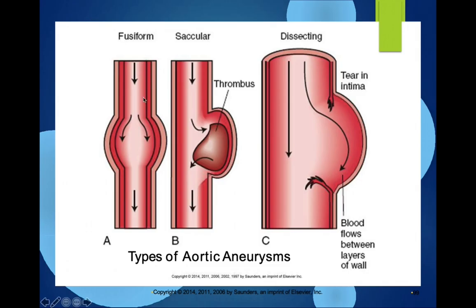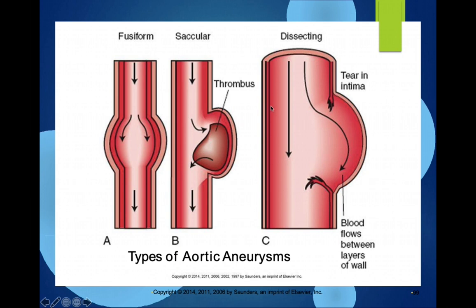Okay, so here's the fusiform, where you see it's kind of on both sides. It's circumferential like this. Here's saccular on one side. This is due to a thrombus. And then here you can see that you have this aneurysm, but you see the tunica intima is damaged. These squamous cells are damaged. It can push out. Now, if this is in an abdominal aorta, this can actually show up on an x-ray.